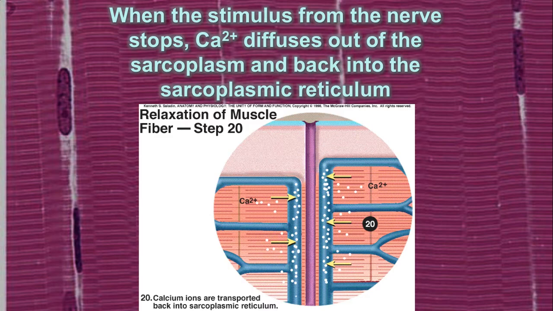So our calcium. When the stimulus from the nerve stops, the calcium that is in the cytoplasm, in that muscle fiber, is going to diffuse out of the sarcoplasm and back into the sarcoplasmic reticulum. Now, it says diffuses, but we are actively pumping that calcium out of there. We want to get it out of the area as fast as we can. So we're going to pump the calcium back into the sarcoplasmic reticulum, where it will stay until we get another action potential. Okay?